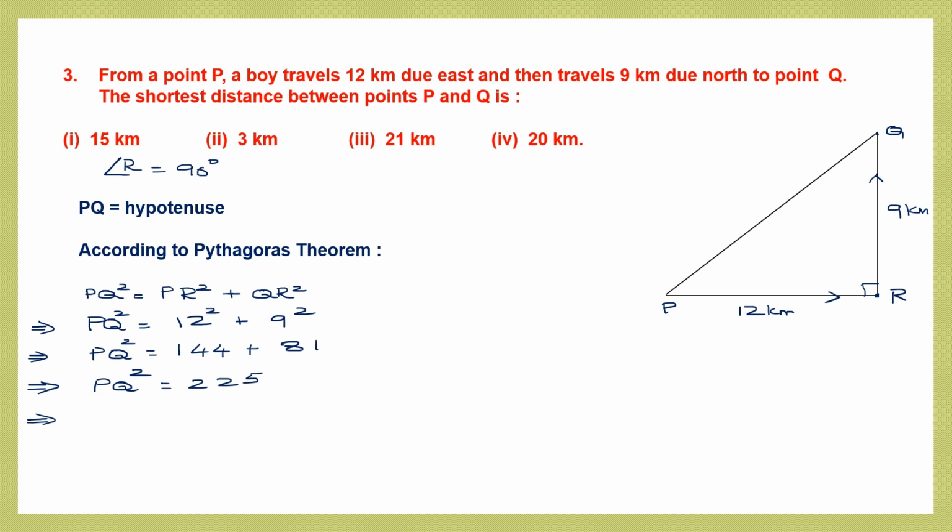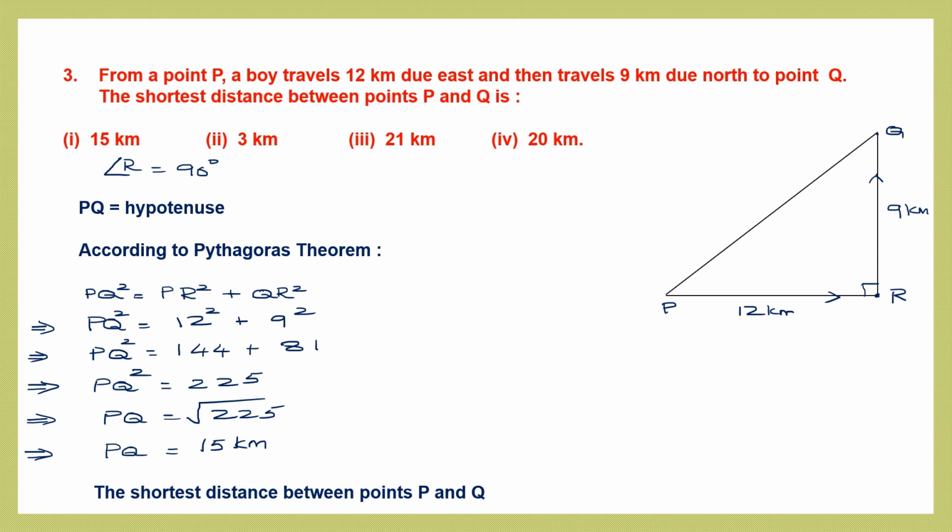Now we have to find only PQ. So PQ is equal to the square root of 225. So now we know the value of PQ. The square root of 225 is 15. So 15 kilometers. So the shortest distance between the points P and Q is 15 kilometers. And this is our final answer, 15 kilometers. And let's look at the options. The option here is option 1, 15 kilometers, which is our answer.